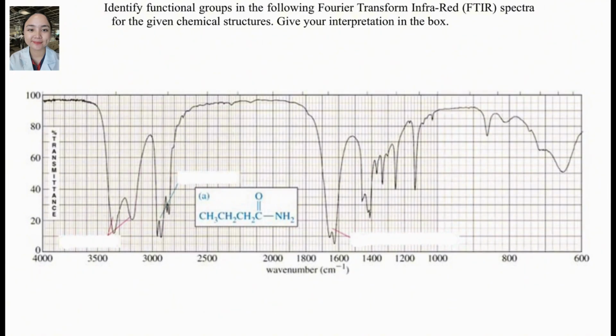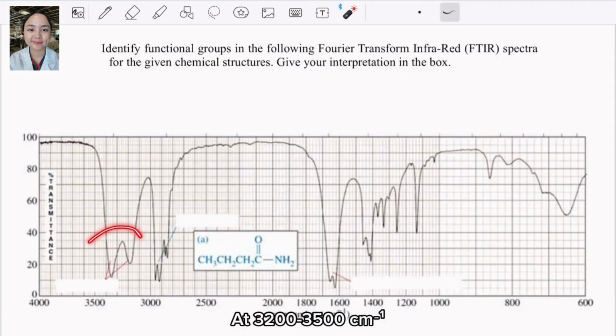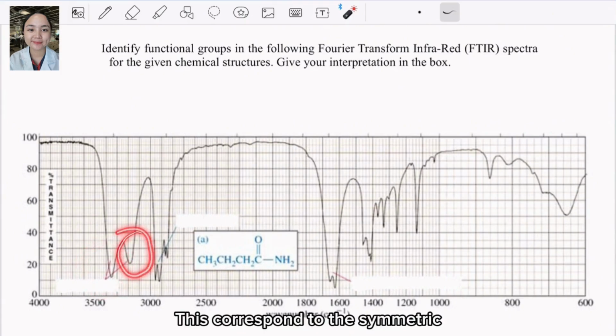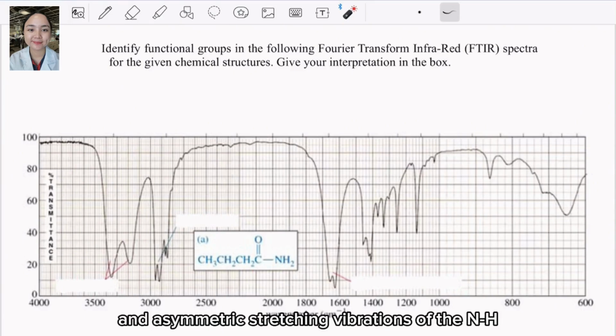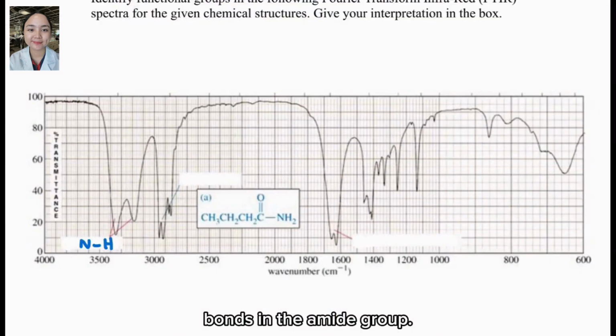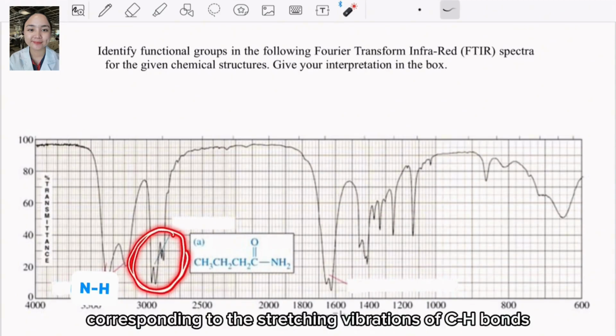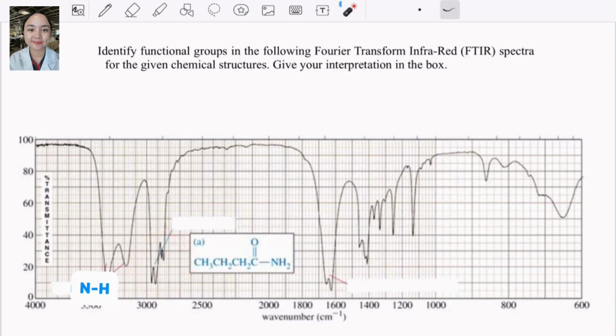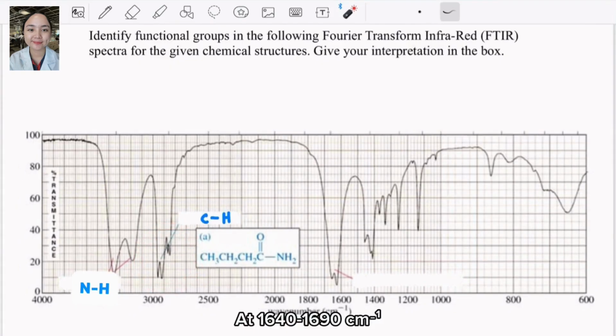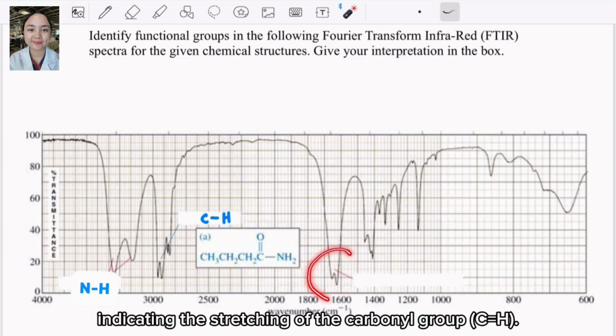At 3200 to 3500 wave numbers, we observe two peaks. These correspond to the symmetric and asymmetric stretching vibrations of the NH bonds in the amide group. At 2800 to 3000 wave numbers, we see several smaller peaks corresponding to the stretching vibrations of CH bonds in the acyl chain. At 1640 to 1690 wave numbers, there is a strong sharp peak indicating the stretching of the carbonyl group.